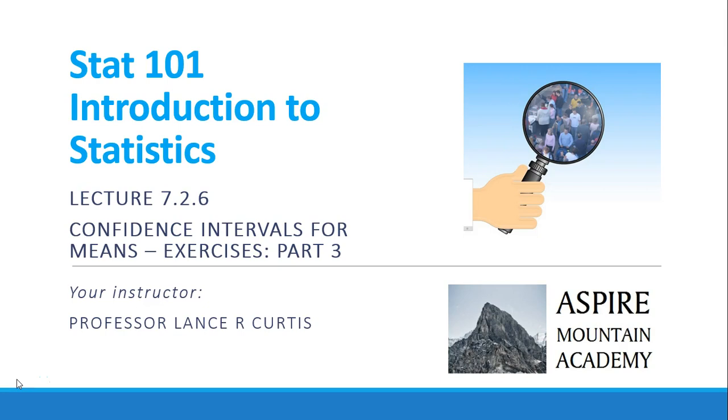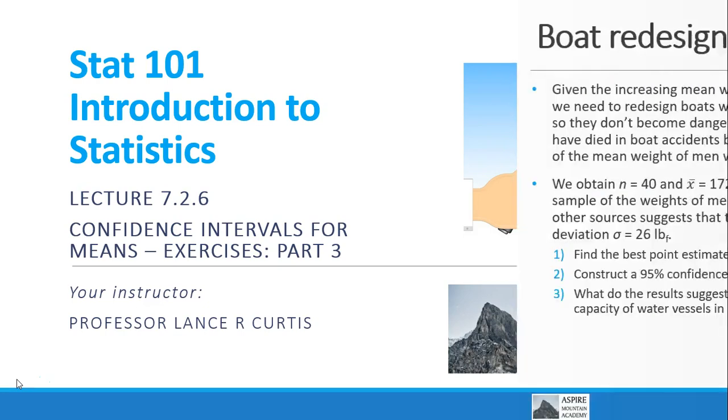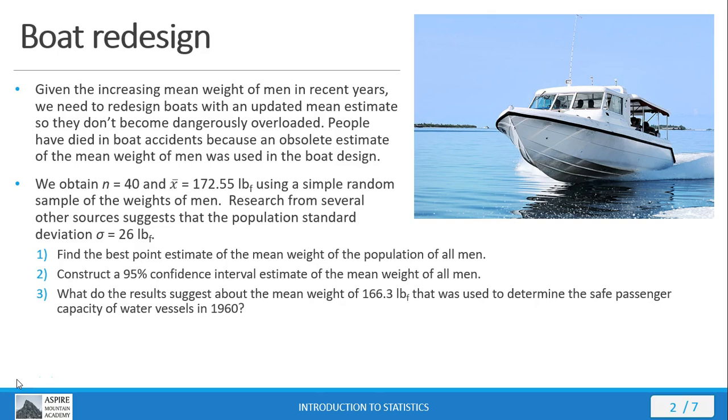In less than 10 minutes, this video provides additional practice constructing CI estimates for population means using StatCrunch. Let's get started. First, we're going to look at an example involving the redesign of a boat. This is actually similar to an example problem we looked at in a previous mini lecture.